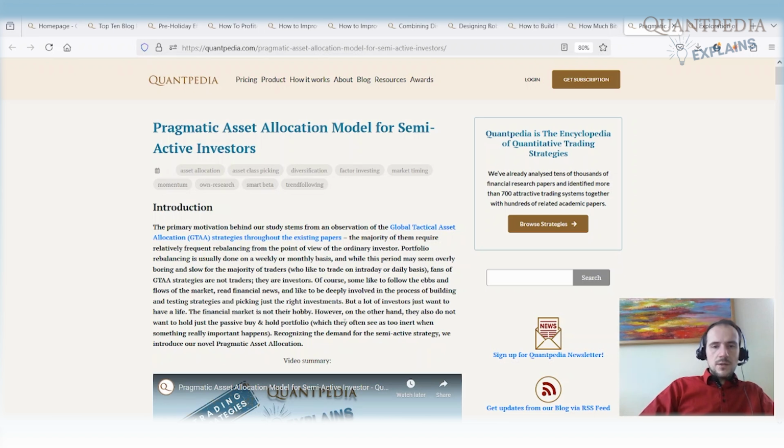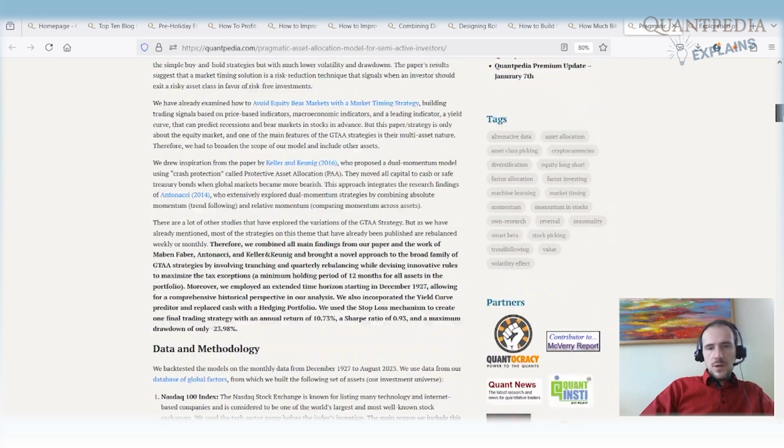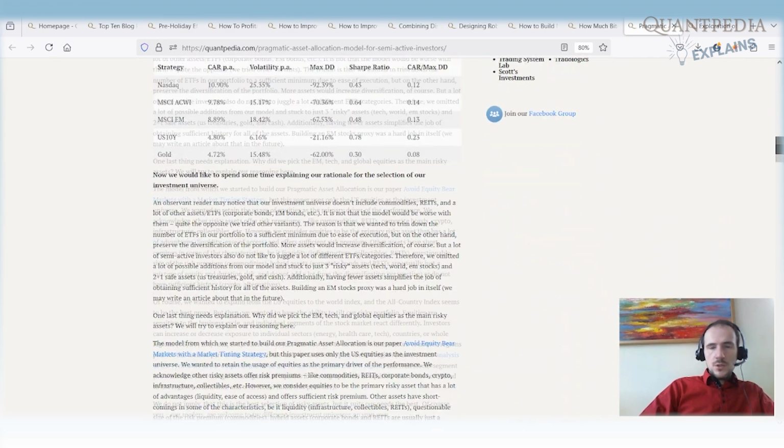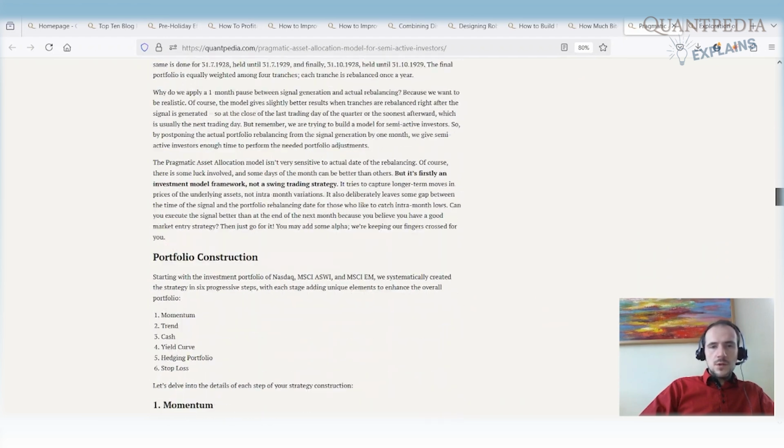allocation that's not very active, so it's not trading actively on a weekly basis or daily basis or monthly basis, but it trades once a quarter. So it's like something between active and passive funds, and it will show you how to build diversified portfolio with the trend protection, with the hedging investment universe, etc., with the tranching.